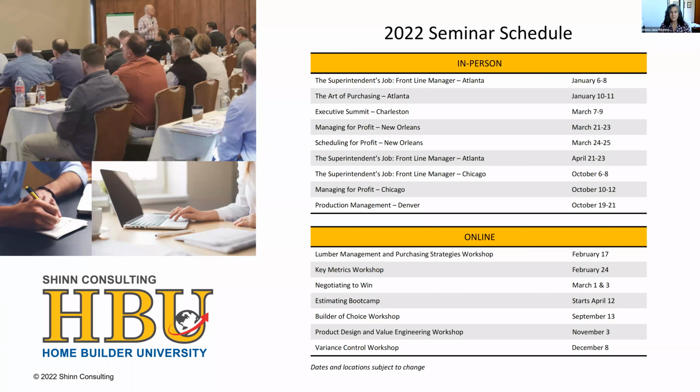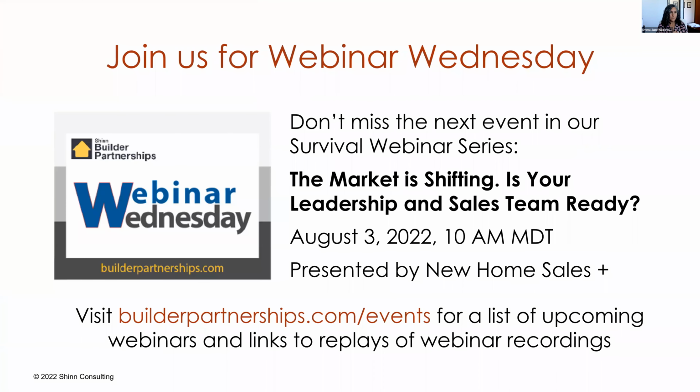And then of course we have our online workshops. They're 4-hour workshops. I mentioned the survival series earlier. And then we have our builder of choice workshop, product design and value engineering workshop, and our variance control workshop coming up in the fall. So be sure to get registered for all of those.